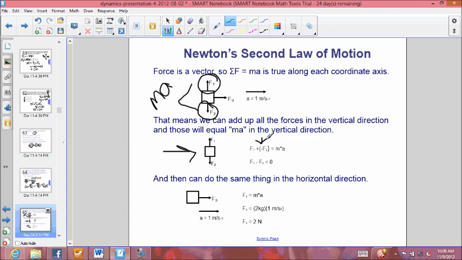And you could do the same thing in the horizontal direction. If you notice, in our picture over here, it says that it's accelerating to the right by 1 meter per second squared, and there's only one force going that way. So F3 equals ma, and there's nothing on this side at all, so there's no F4 or anything else. Our mass was 2, and our acceleration is 1. So when you multiply them, F3 is 2 newtons.